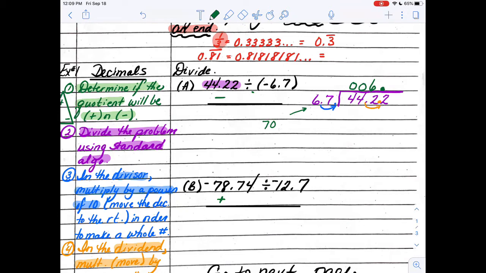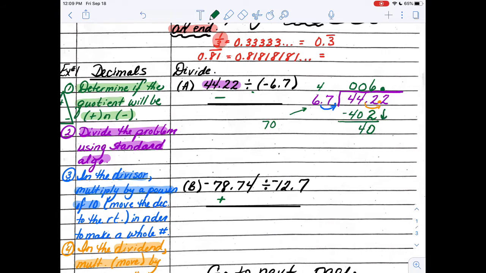About 6 times. Now let's go ahead and multiply. 6 times 7, that's what I did right here, is 42. That's why I put down the 2, and I'm going to carry the 4. Now do the 6 times the next number. 6 times 6, which is 36, plus the 4 is 40. Now subtract those numbers, and I get 40.